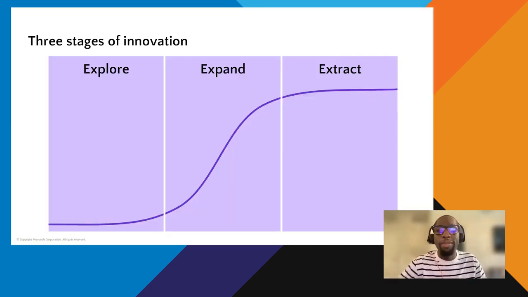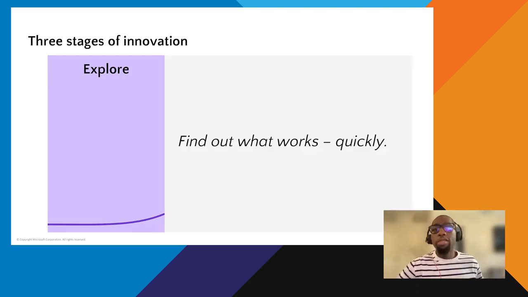For the sake of this, we're going to break it down into three stages of innovation. When we talk about innovation, we talk about building a product. I like to break it down to explore, expand, and extract. Just remember that, and we'll talk about each point as we get there. The first stage is explore.